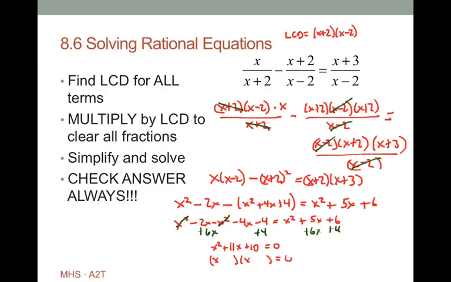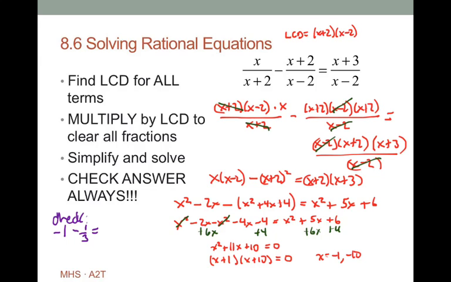Now that one we could solve with the quadratic formula, or we could check to see if it factors. What multiplies to 10 and adds to 11? 1 and 10, so we get two answers. We get x equals negative 1 and negative 10. And remember, it's really critical whenever you're doing a rational equation to check your answers.